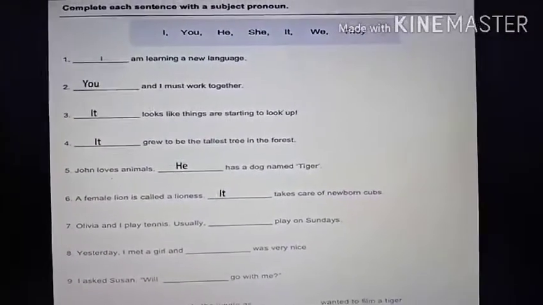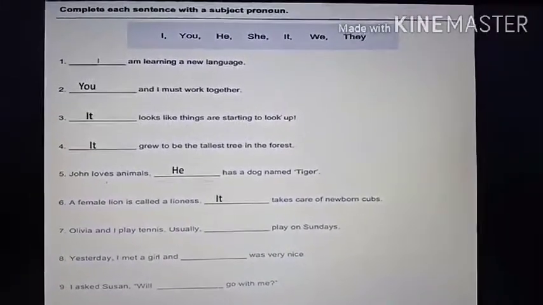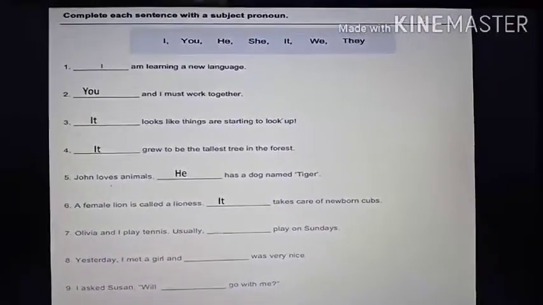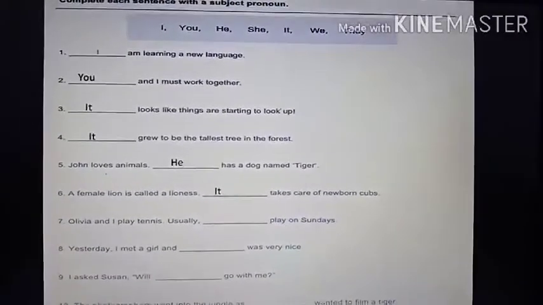The answer here is it. Now do you know why the answer is it? Because we are talking about a lioness, and a lioness is an animal. So whenever we talk about animals, it will come. Now see the next one.